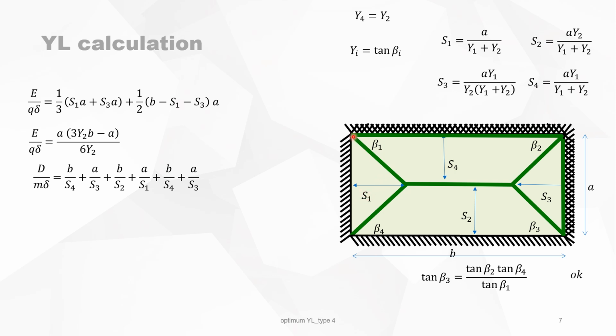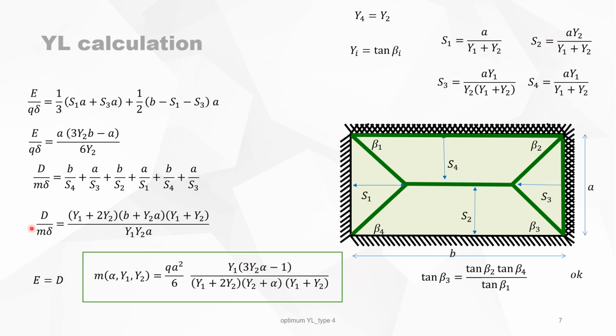And then for the clamped side, on top of the slab, we still got this yield line. So it is B divided by S4. And on the right-hand side, A divided by S3. We substitute the different variables and we obtain this equation. We know that E must be equal to D. So M is now a function of alpha, which is B over A, and y1 and y2.